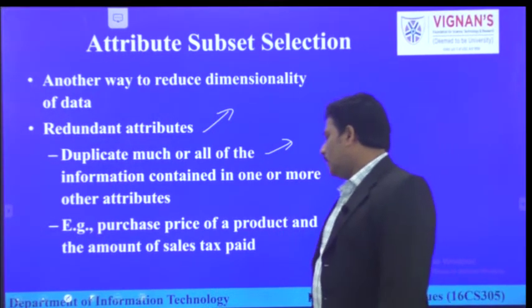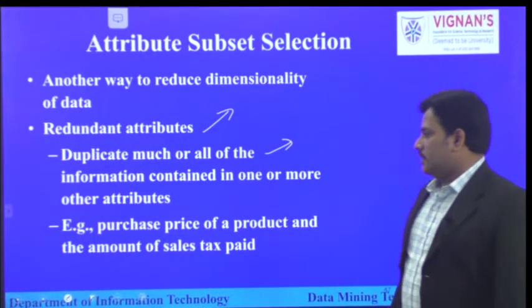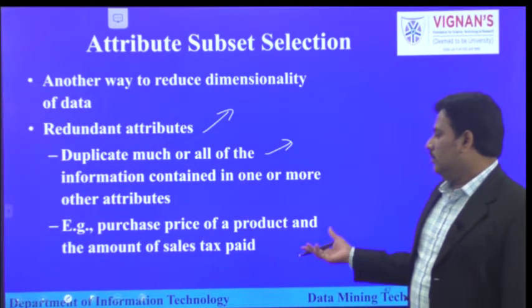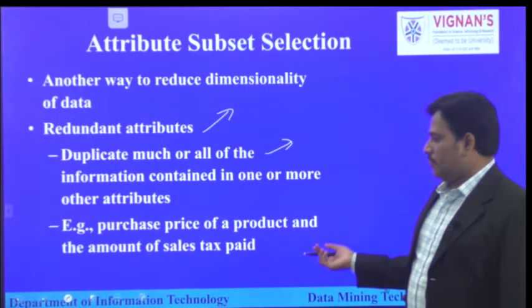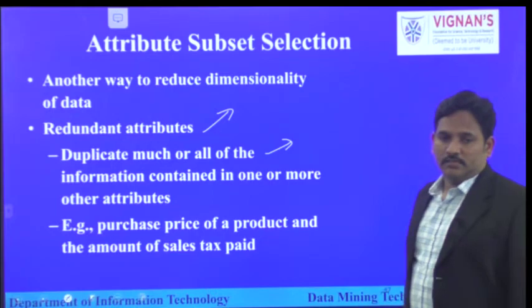Like the purchase price of a product and the amount of sales tax paid. If you look carefully, the purchase price of a product and the amount of sales tax paid are related to each other.